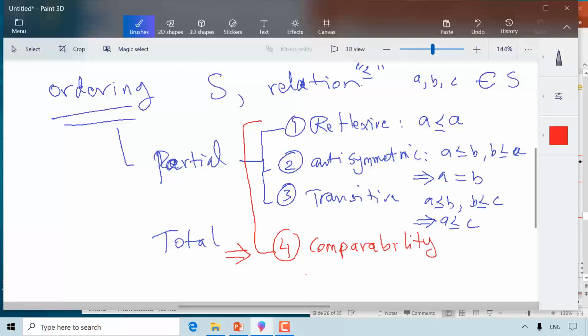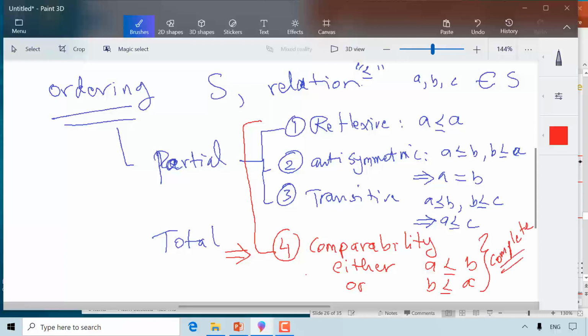And basically, it says that for any A or B, either A is less than or equal to B or B is less than or equal to A. It establishes an order, a complete order.